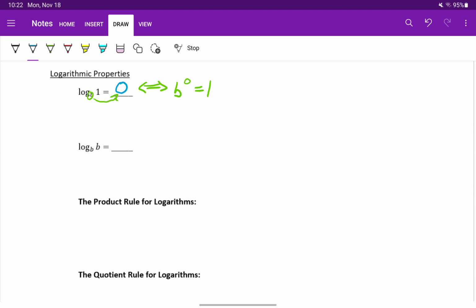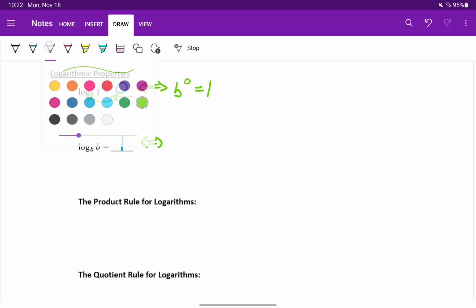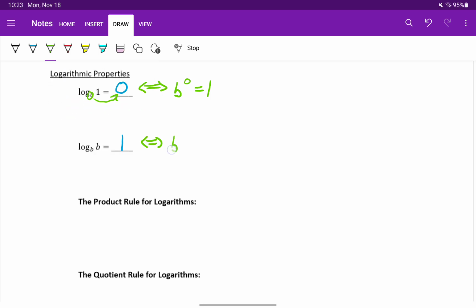We also know that the log base b of b will always be equal to 1. Using the same trick, we'll rewrite this as an exponential function. So this will become b to the first power, because we'll take that base and raise it to the exponent on the other side. Anything to the first power is just that same value, so we get b. Since b to the first power is equal to b, we know that the log base b of b is going to be equal to 1.